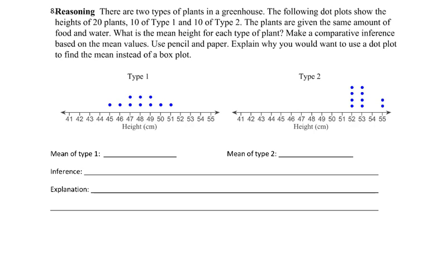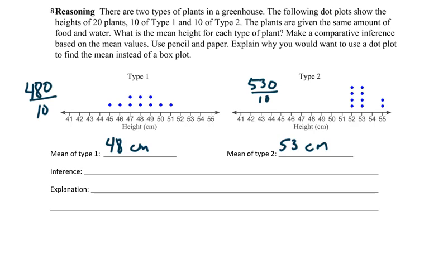Alright, so the first thing we're asked to do is find the mean. I ask that you pause the video, do the calculations yourself, then resume the video and compare your answers to mine. Pause the video now and find the means of each type. So as you can see, I got a mean height of plant 1 of 48 centimeters, and the mean height for plant 2 is 53 centimeters.